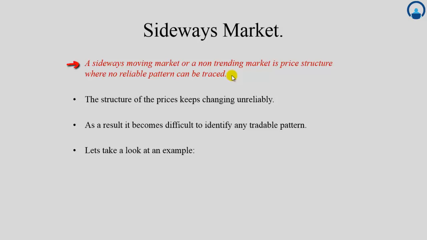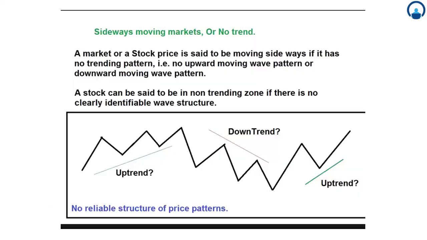A sideways moving market or non-trending market is a price structure where no reliable pattern can be traced. The structure of the prices keeps changing unreliably. As a result, it becomes difficult to identify any tradable pattern. Let's take a look at an example, a theoretical one first. Sideways moving market, or no trend.